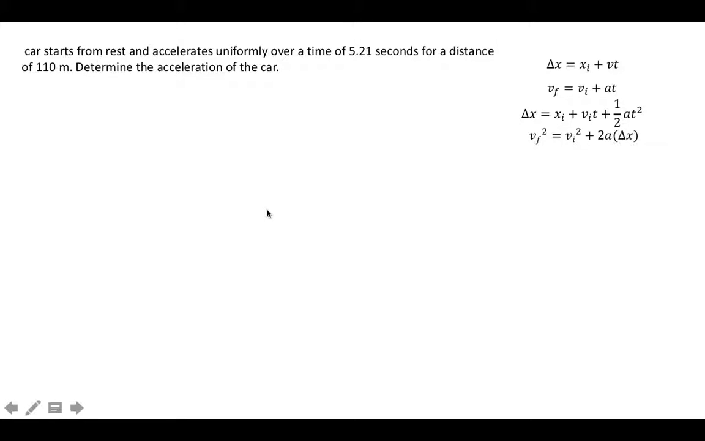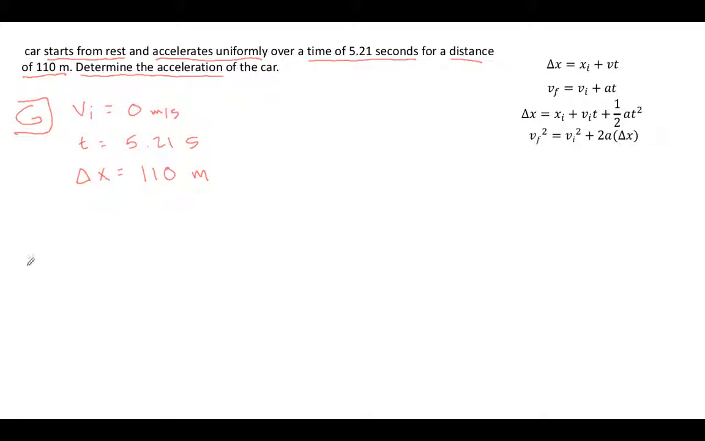Okay, so it says a car starts from rest and accelerates uniformly over a time of 5.21 seconds for a distance of 110 meters. Determine the acceleration of the car. So first clue, starts from rest. And that tells us that our initial velocity equals 0 meters per second. And accelerates uniformly over a time of 5.21 seconds, so our time equals 5.21 seconds. And for a distance of 110 meters, so delta x equals 110 meters. And determine the acceleration of the car, so our unknown is acceleration.